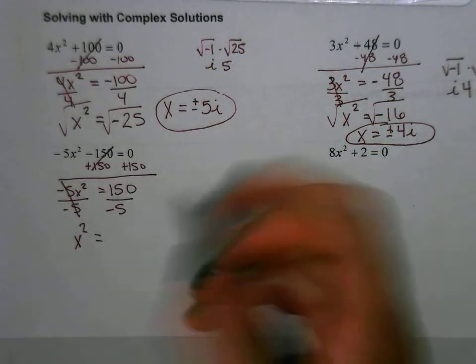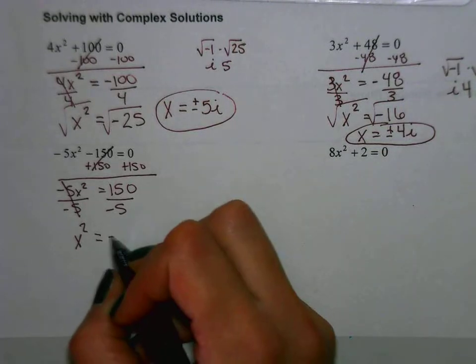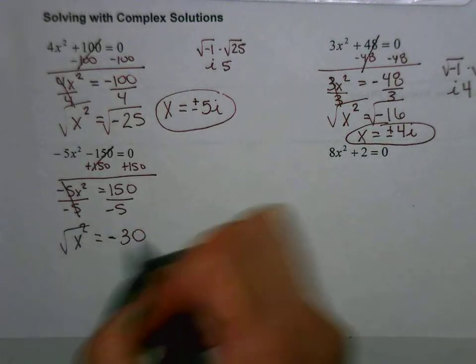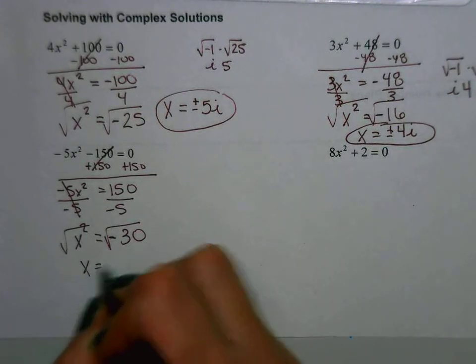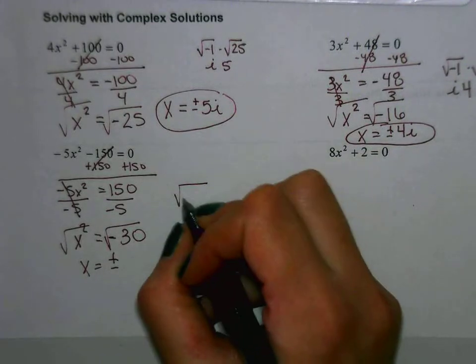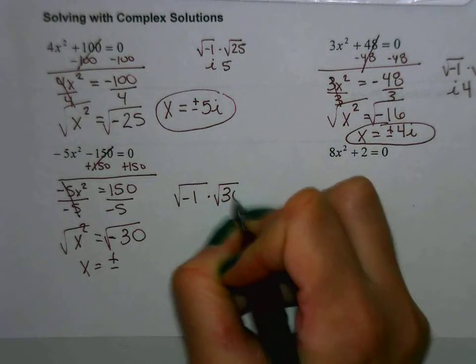So we can square root both sides. So x equals, we take the square root of negative 1 times the square root of a positive 30. Square root of negative 1 is i, and since 30 is not a perfect square, we're going to leave it as square root of 30.